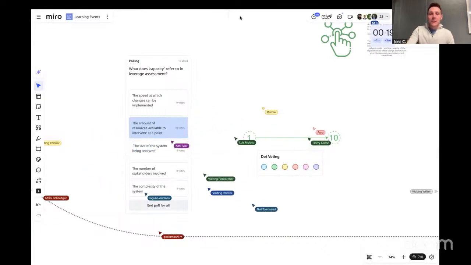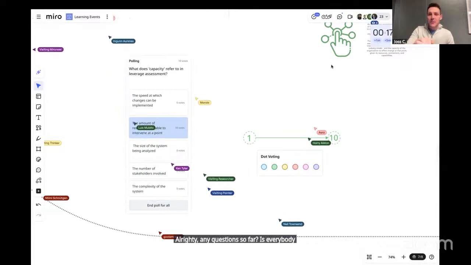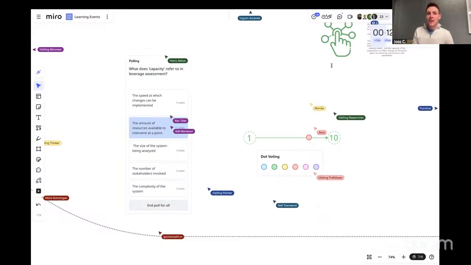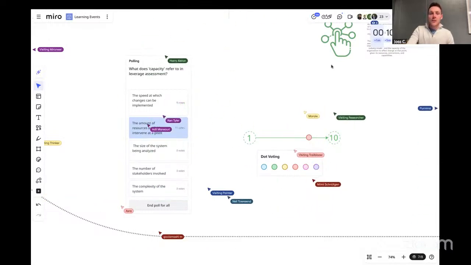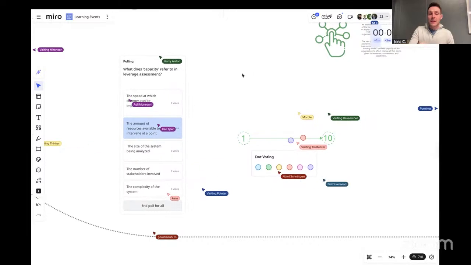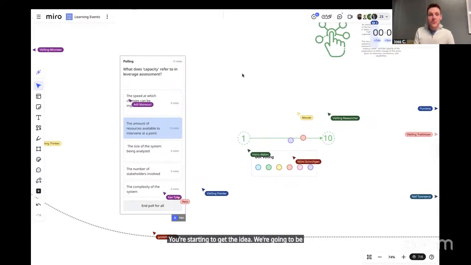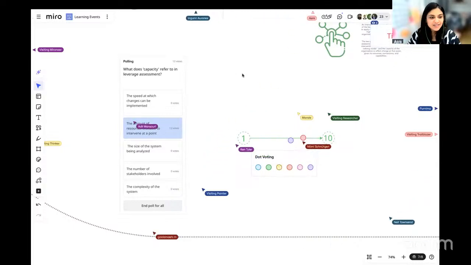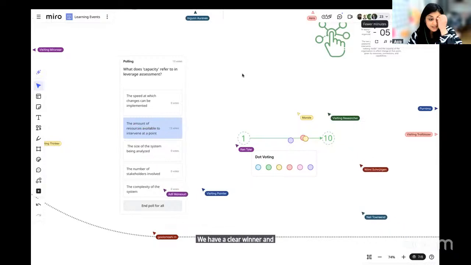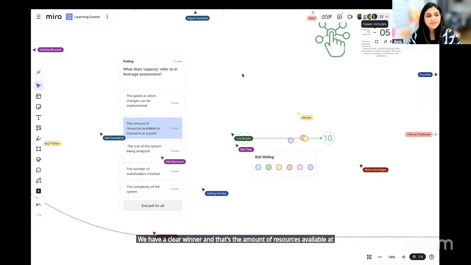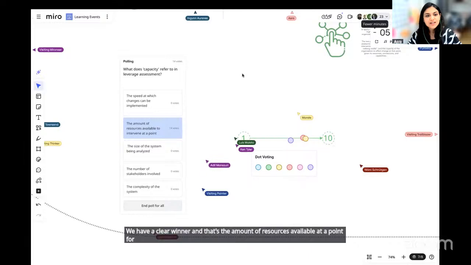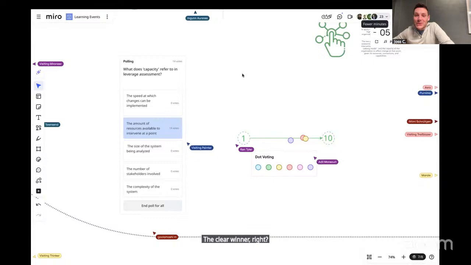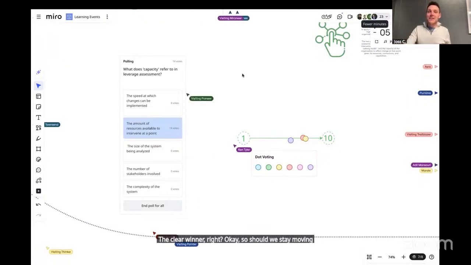Alrighty, any questions so far? Is everybody happy with the ideas that we've covered? You're starting to get the idea. We're going to be putting this into practice now. Okay, we have a clear winner, and that's the amount of resources available at a point for intervention. A clear winner, all right. Okay, so should we stay moving then, Asha? Yeah.